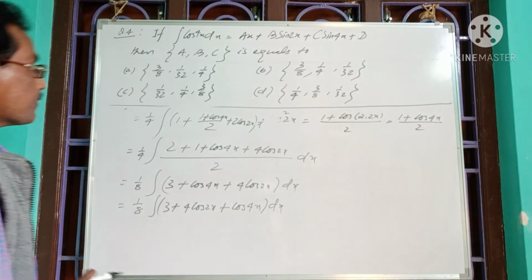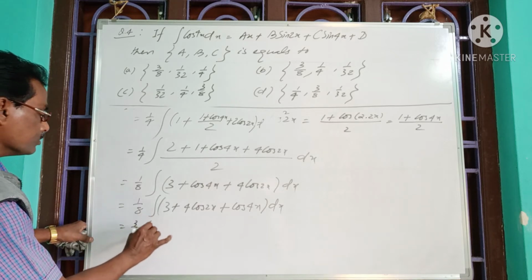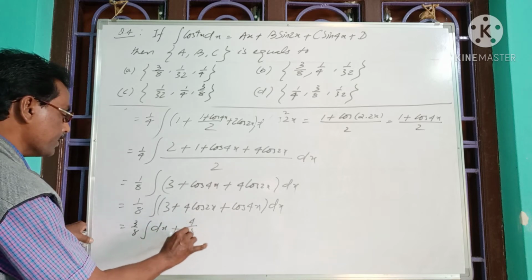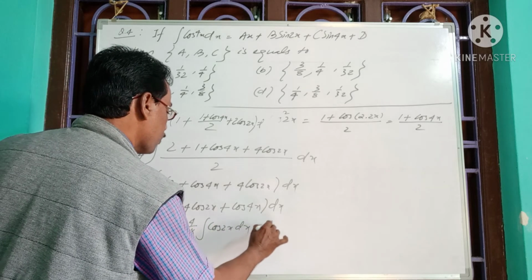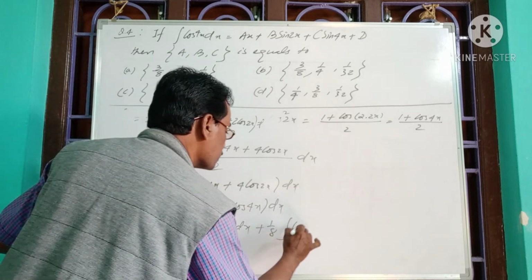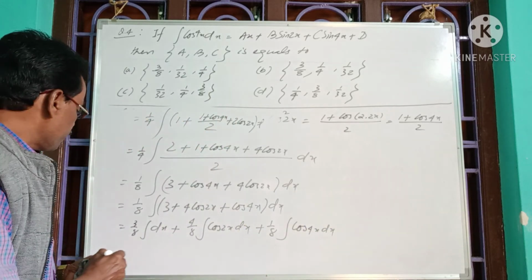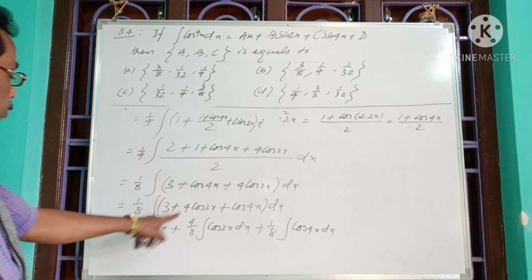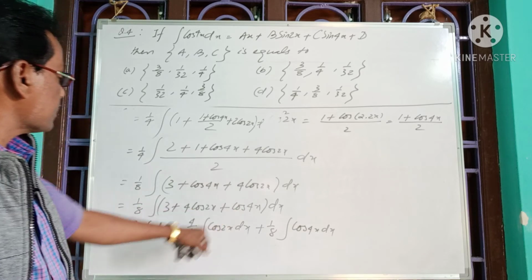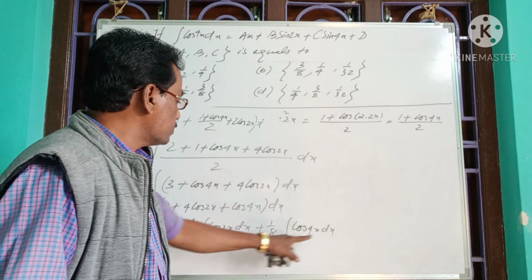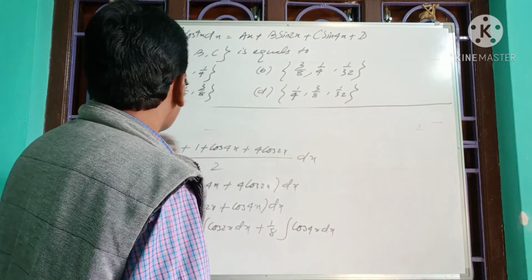So using algebra of integrals, we have 3 by 8 into integration with respect to x plus 4 by 8 into integration of cos of 2x with respect to x plus 1 by 8 into integration of cos of 4x with respect to x. Now we have 3 by 8 into integration with respect to x, 4 by 8 into integration of cos 2x with respect to x, and finally we have 1 by 8 into cos of 4x with respect to x. So now all the integrands are ready for integration. So let us try to integrate the integrand.